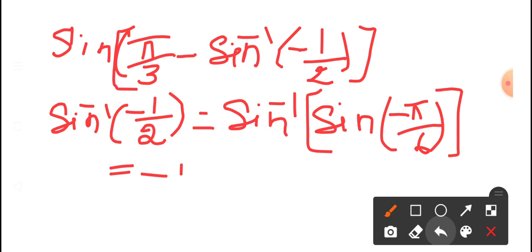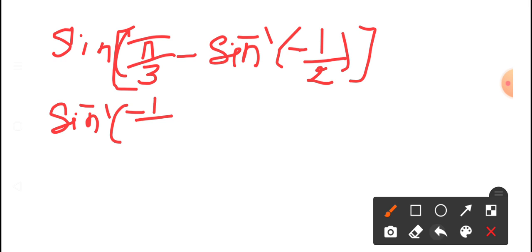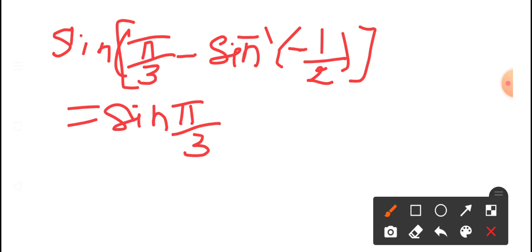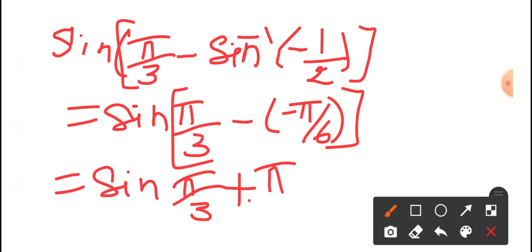Okay, now we are going to substitute the answer in the given sum. What is the given sum? Sine of pi by 3 minus sine inverse of minus 1 by 2. Okay, now listen. Here sine of pi by 3 minus, here sine inverse of minus 1 by 2 value is minus pi by 6. Okay, now minus into minus is plus, so now the answer is sine of pi by 3 plus pi by 6.